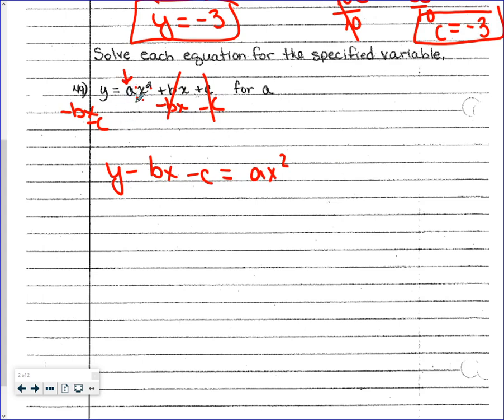Now, I want a alone again, right? What's in the way of a being alone? The x squared. What is x squared doing in regard to a? They're multiplying each other, right? To undo multiplication, you divide. So I'm going to divide both sides by x squared. So my final answer is y minus bx minus c over x squared equals a. I got a alone. There's nothing else there. It's 1a to the first power.